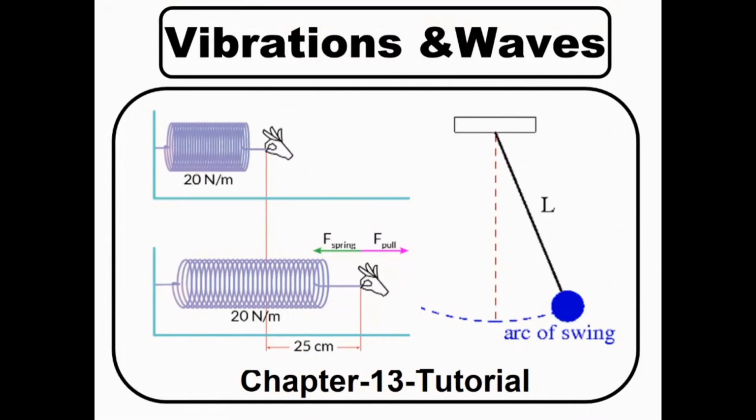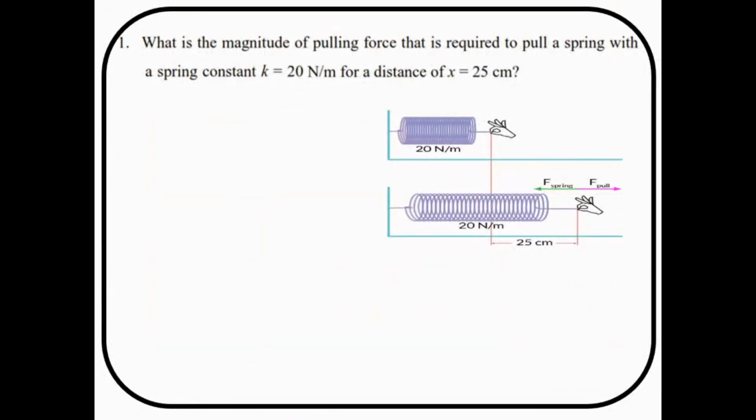In this video, I am going to solve the numerical problems for chapter 13, Vibrations and Waves. First question. What is the magnitude of pulling force that is required to pull a spring with a spring constant K equal to 20 Newton per meter for a distance of x equal to 25 centimeter?